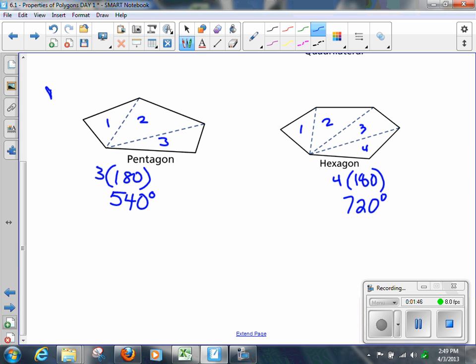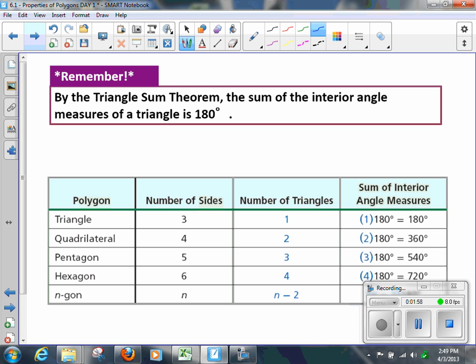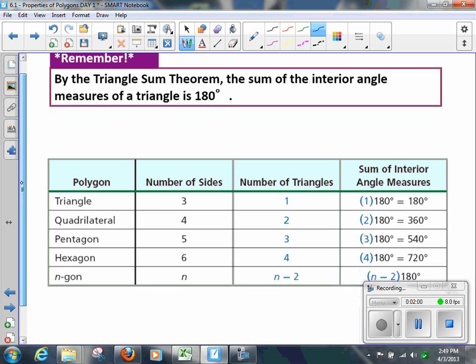Are we going to draw lines in that every time? What if I give you a 27-sided figure and ask you to find the sum of the interior angles of that 27-gon? That would not be cool, right? There is a way to figure this out.